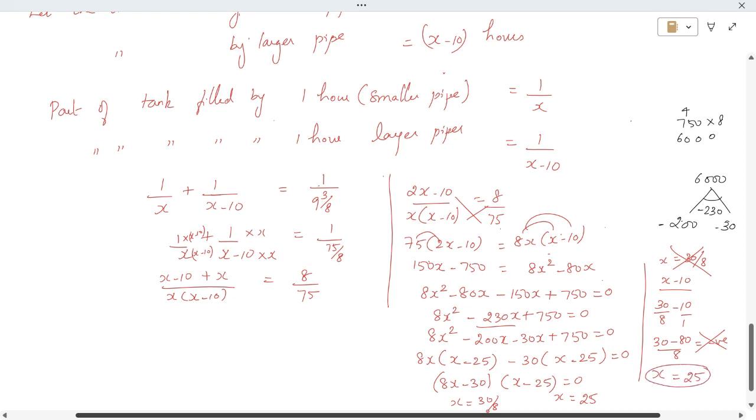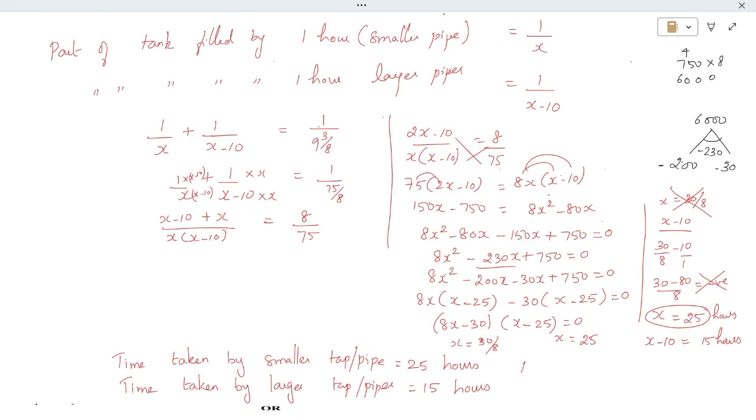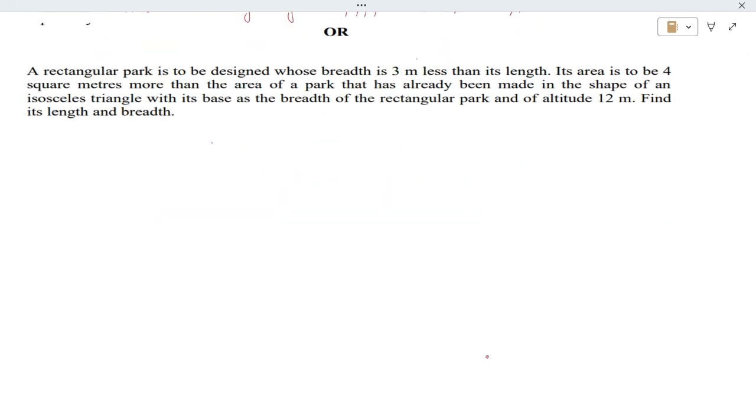So the time taken by the smaller pipe to fill the tank is 25 hours, and the time taken by the larger pipe to fill the tank, that is x minus 10, that is 15 hours. So conclude the same. Let's move on to second part of the internal choice.